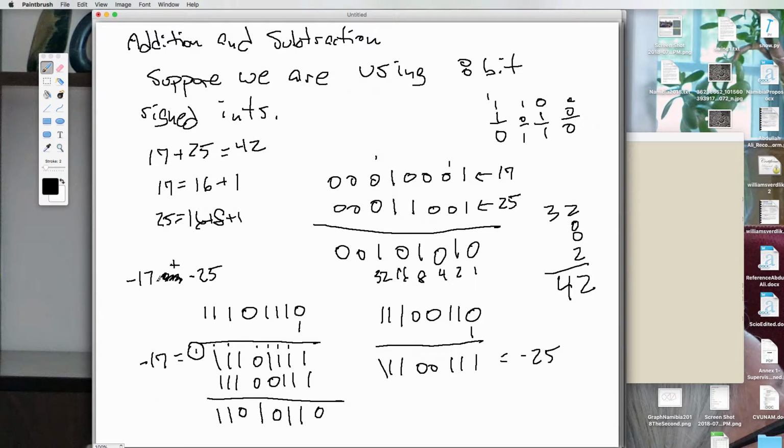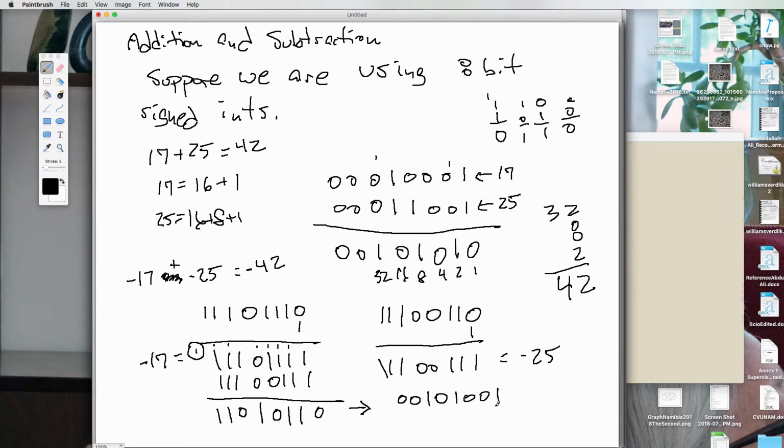But now, we know that minus 17 plus minus 25 should be equal to minus 42. So I'm hoping that this number over here is minus 42. Well, I see that the leading bit is a 1, so I know it's a negative number, but I don't know what number this is. What I'm going to have to do is calculate the 2's complement of this. So if I come over here and calculate the complement, I'm going to get 0, 0, 1, 0, and then I'm going to get 1, 0, 0, 1.